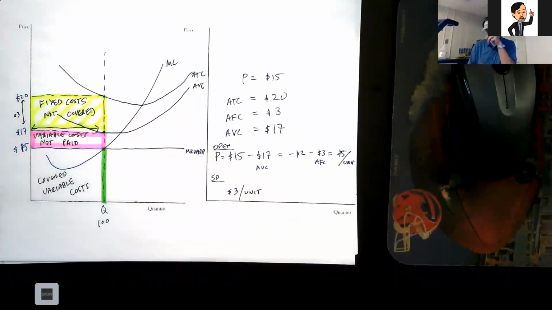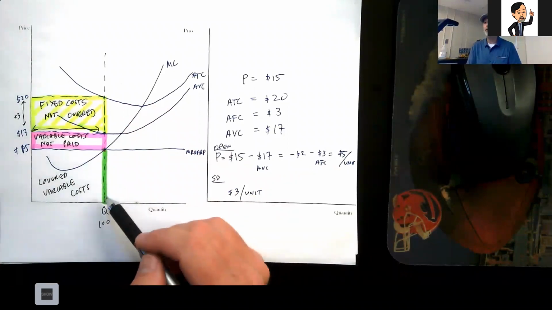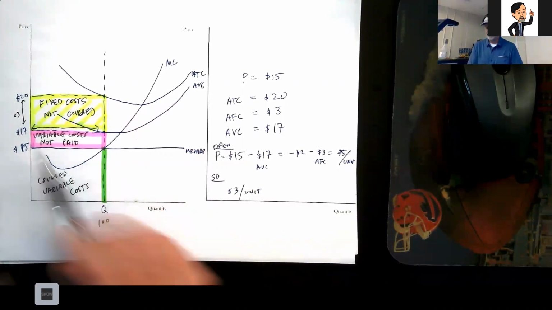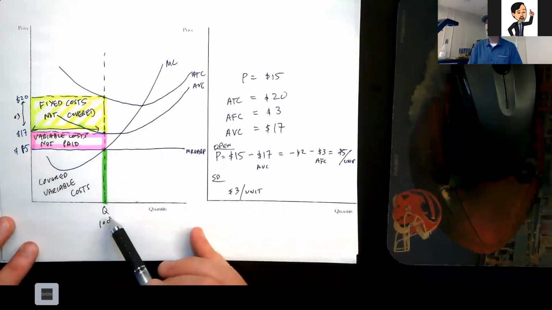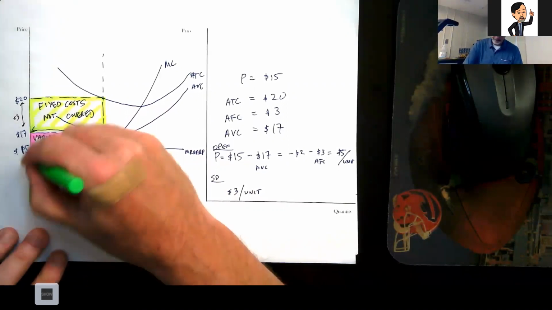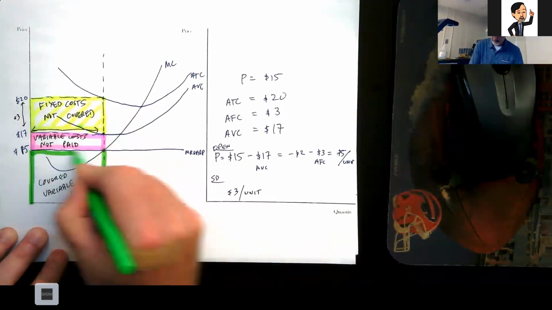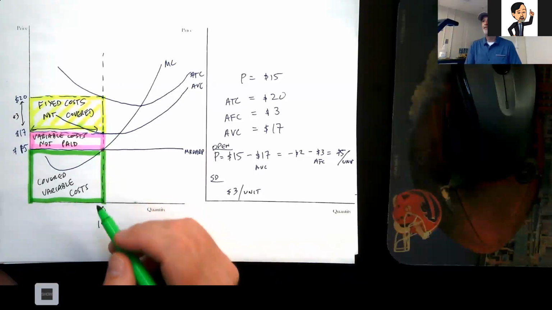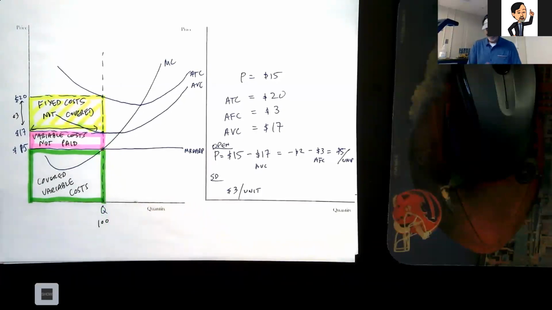Okay. How much of our variable cost did we actually pay for? $15 times 100 units. So this green area would be equal to what? What's 15 times 100, everybody? 1,500. Great. You guys are nailing this.